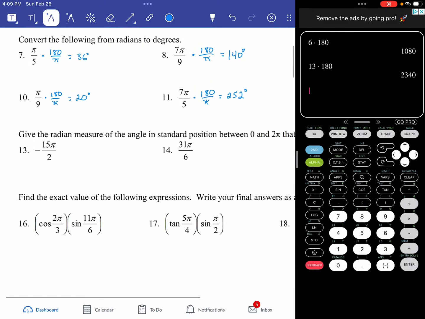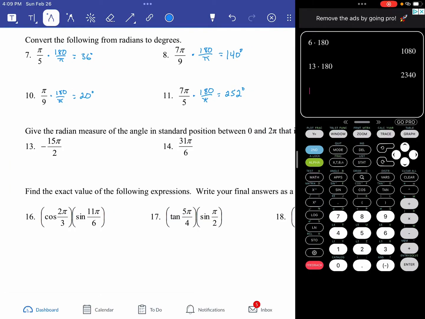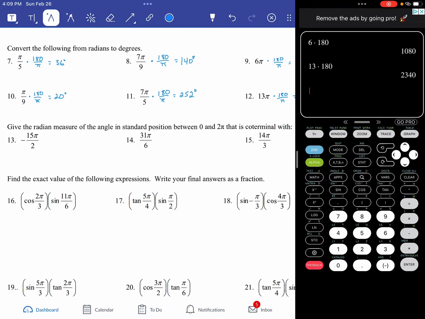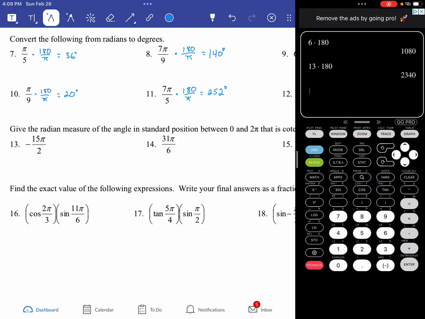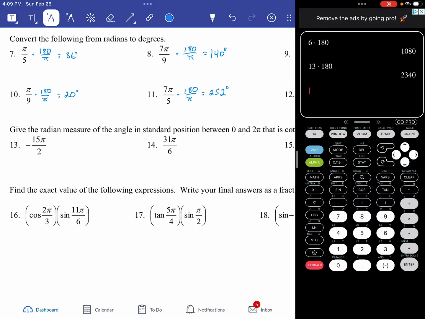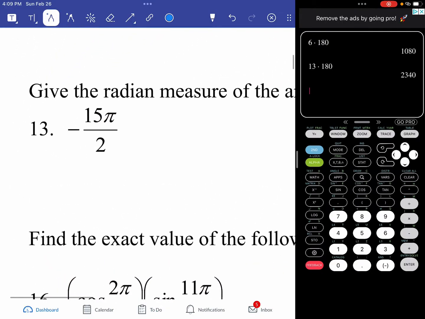Next, I'm going to find a radian measure between 0 and 2 pi. Okay, that's coterminal with what we're given. So the first thing we have is negative 15 over 2. So that's too small because it's less than 0. We're going to add 2 to that until we get it to be above 0. And now it's above 0.